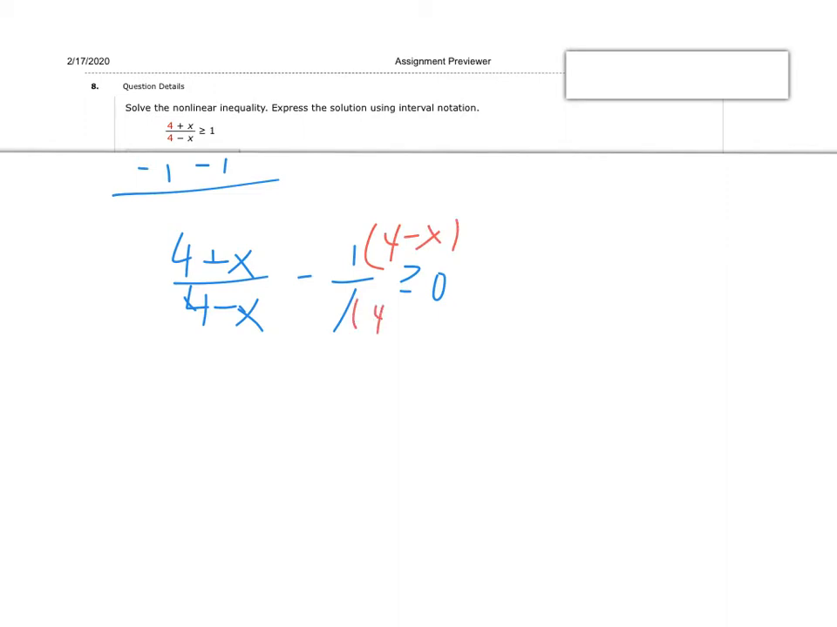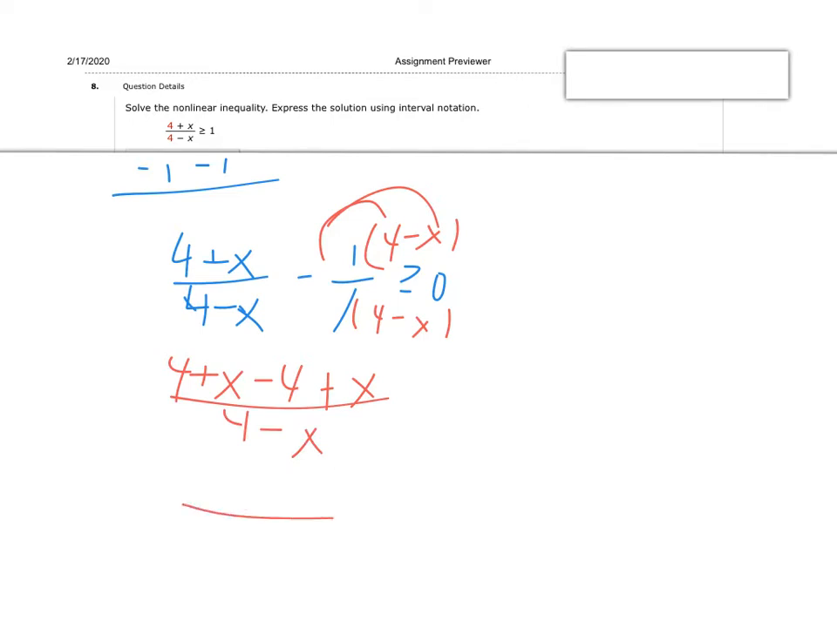All right, next up here, once again, get one side to 0. So we have 4 plus x over 4 minus x, minus 1 over 1, is greater than or equal to 0. So I'll do a little common denominator here. We'll multiply this by 4 minus x, and we have to distribute the negative 1. So it's going to be 4 plus x minus 4 plus x over 4 minus x. Now if I combine like terms, that actually just becomes 2x over 4 minus x, and that's going to be greater than or equal to 0.